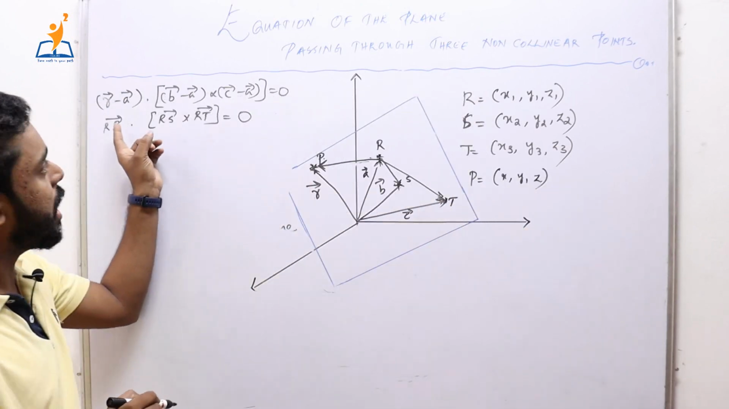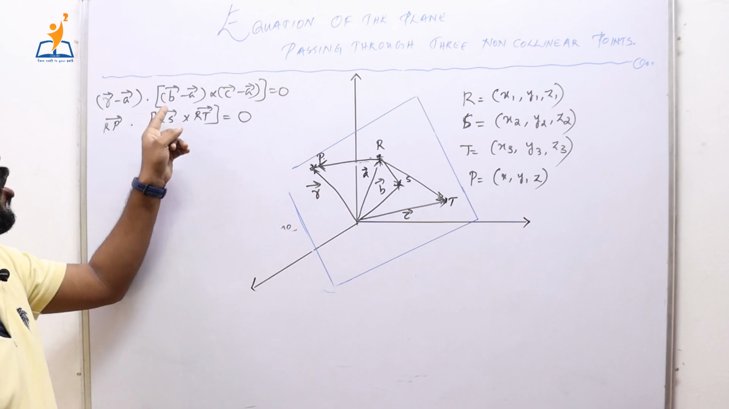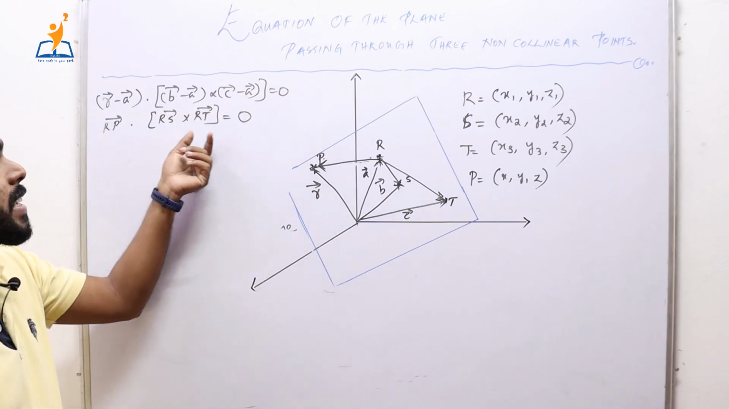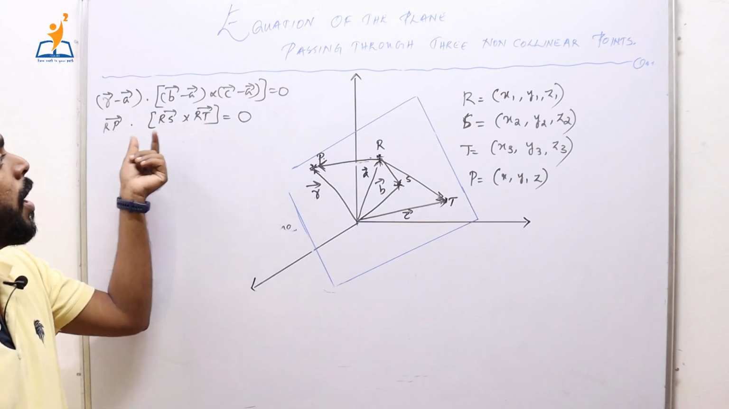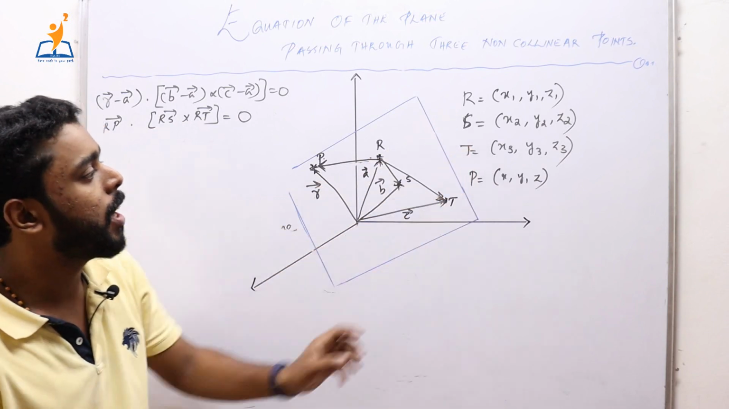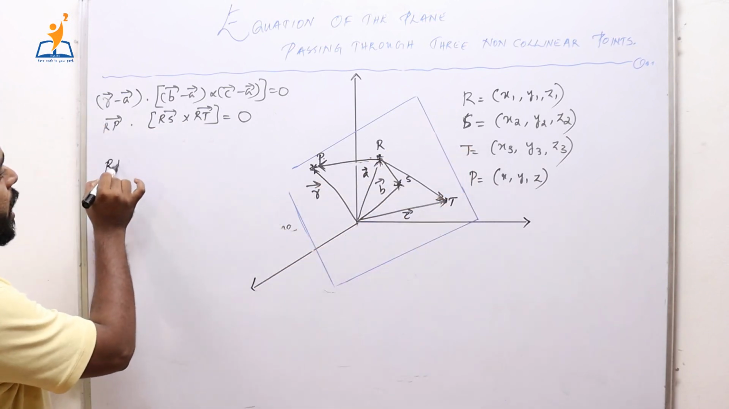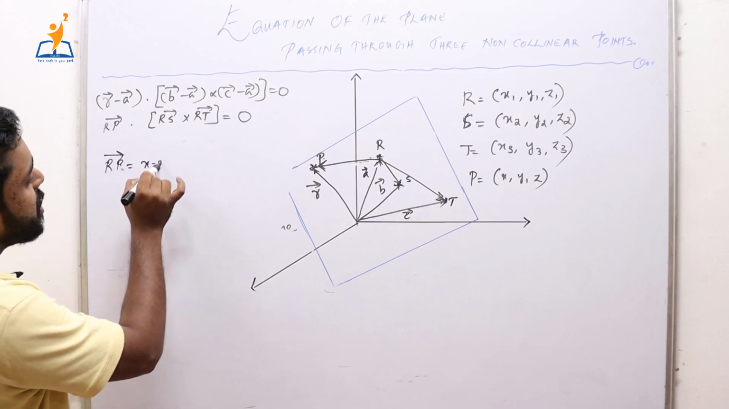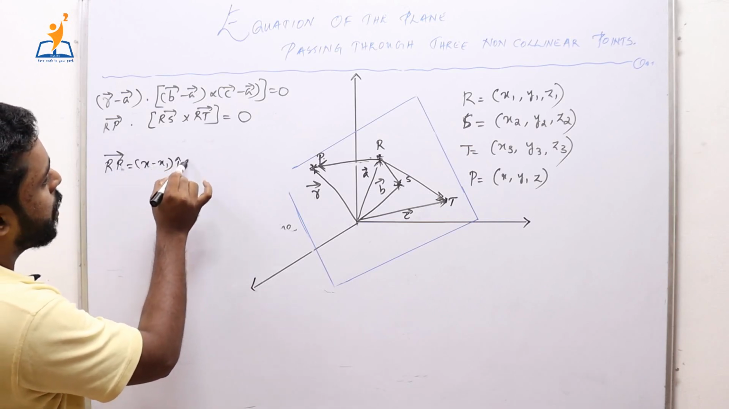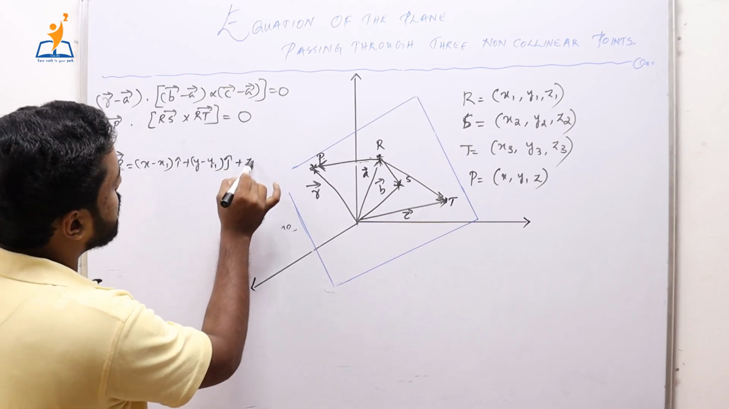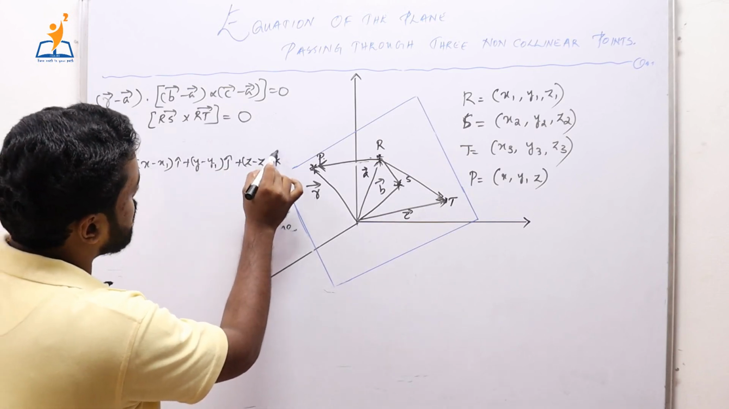Now we know that we have the vector equation as (R minus A) dot (B minus A) cross (C minus A) is equal to 0, which is RP dot RS cross RT is equal to 0. This was the basic format, isn't it? Now RP, what is RP? In Cartesian form, RP is equal to (x minus x1) i cap plus (y minus y1) j cap plus (z minus z1) k cap, isn't it?